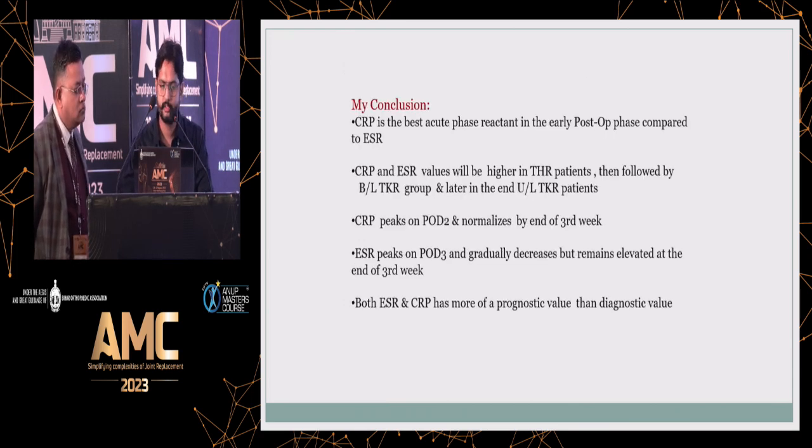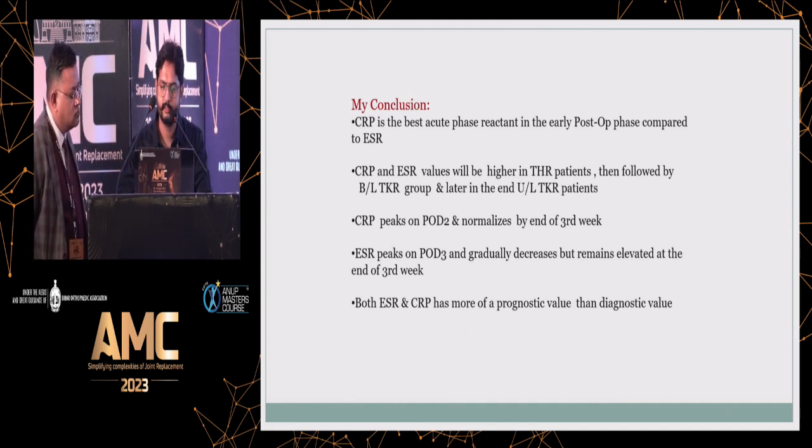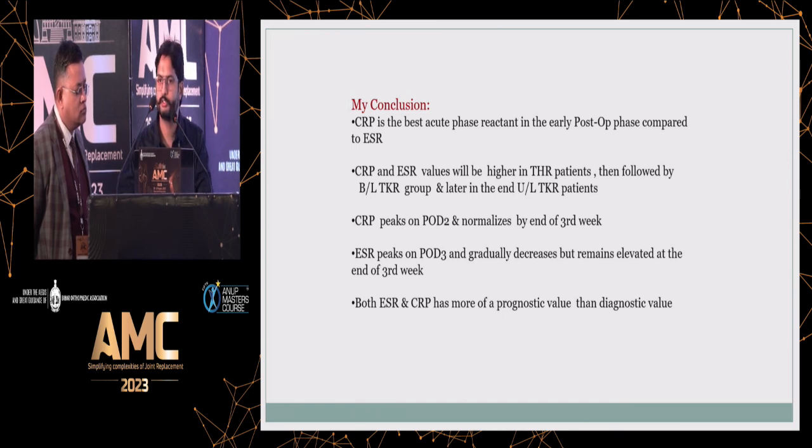So my conclusion based on these two papers is that CRP is the best acute phase reactant in the early post-operative phase. CRP and ESR values will be higher in patients with hip replacement, followed by patients having bilateral knee replacement, and then patients having unilateral knee replacement. CRP peaks on post-operative day 2 and normalizes before the end of the third week. ESR peaks only after day 3 but gradually reduces and still remains higher even at the end of the third week. So both ESR and CRP have more of a prognostic value than a diagnostic value.